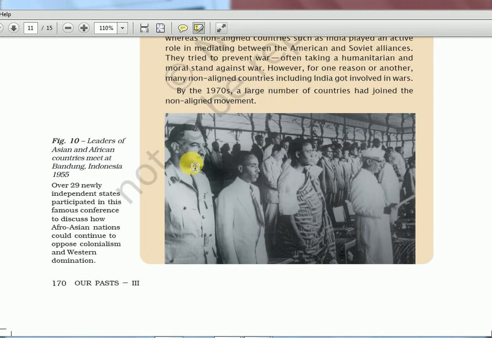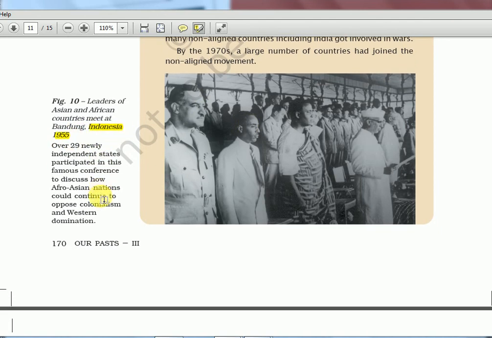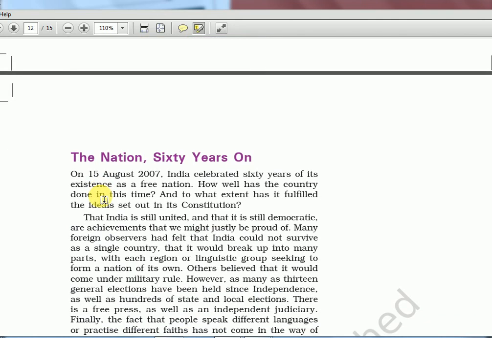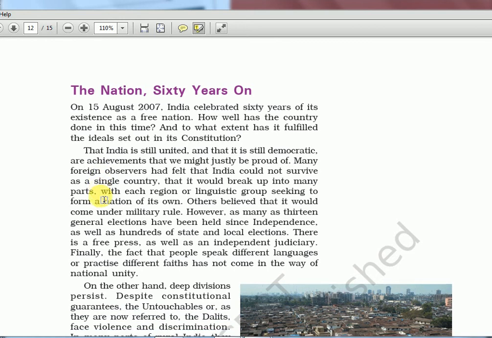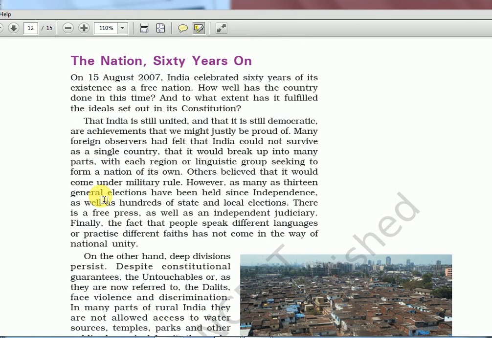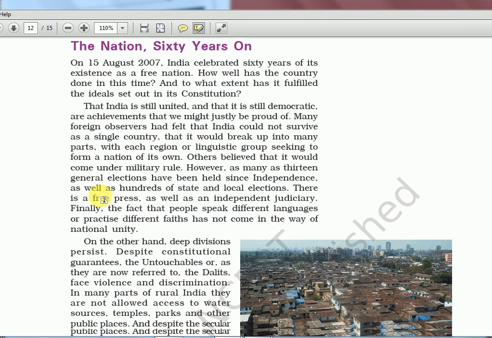You can see the description here: Asian and African countries meet at Bandung, Indonesia in 1955. See the timeline. Again, this is a picture of these people coming together. Nation 60 years on. This textbook was written at that time, so now it's 70 years. Anyway, they are telling you how to conclude an answer for the post-independence India era. This is a very good place where you get good points.